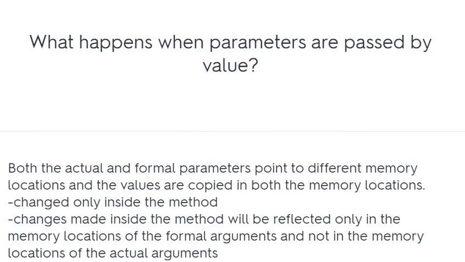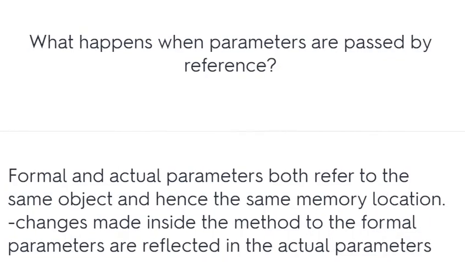What happens when parameters are passed by value? What happens when parameters are passed by reference? Formal and actual parameters both refer to the same object and hence the same memory location. Changes made inside the method to the formal parameters are reflected in the actual parameters.